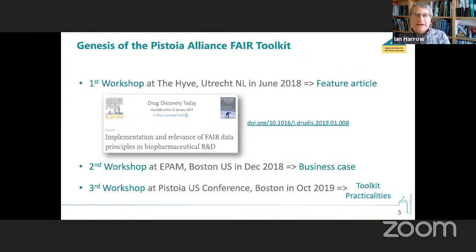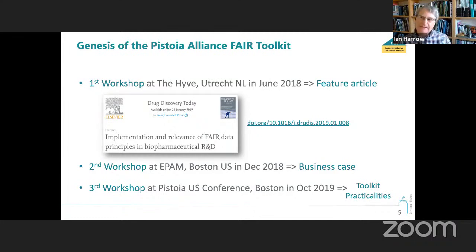Okay, so now I'll tell you a bit about how the FAIR implementation project came to develop the FAIR toolkit. In 2018, we had a number of workshops going through to 2019. Three in particular were very important to allow us to realize that one of the biggest practical difficulties with FAIR implementation is just where do you start? So our FAIR toolkit is all about starting the FAIR journey, as we would call it.